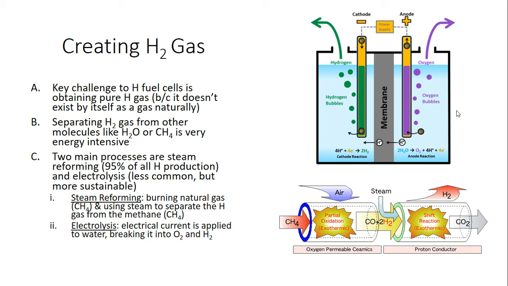In steam reforming, we can take CH4, natural gas, combust it, and use steam to then separate the hydrogen gas from the methane. Or electrolysis, which is a slightly different method, a little more pricey. Here we send an electrical current through maybe a water molecule, H2O, breaking and separating the O2 and the hydrogen.